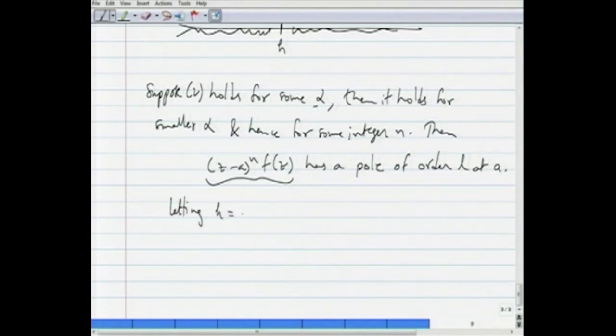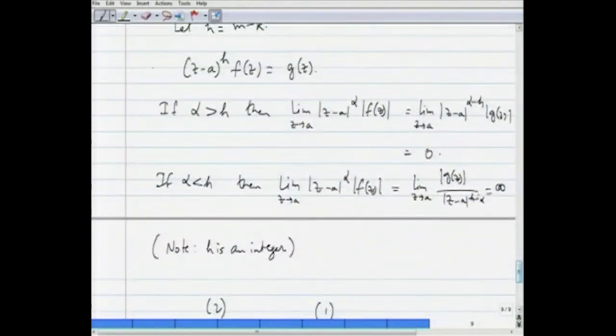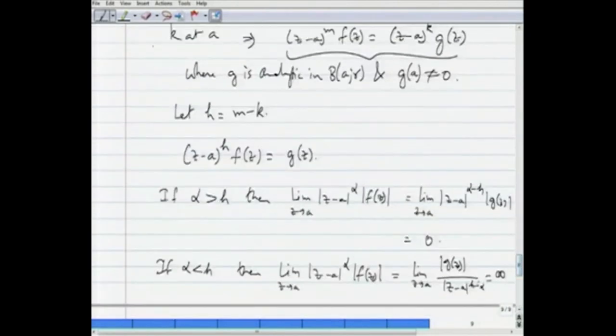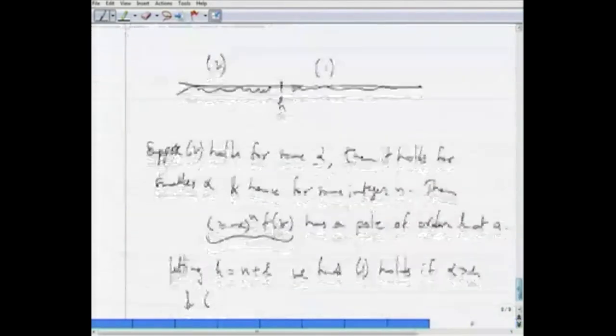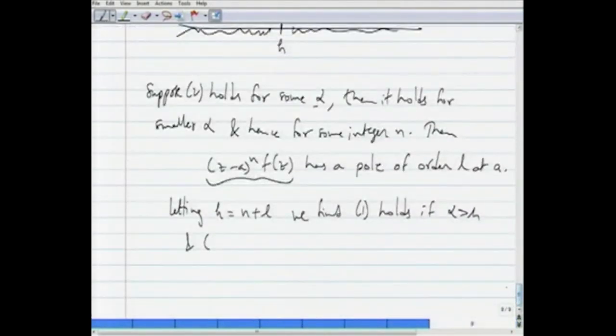So, letting h equal n plus l, like we have done for the other case, we find one holds if alpha is greater than h. I am writing the conclusion; it is easy to argue like we have done above. So, one holds if alpha is greater than h and two holds if alpha is less than h.